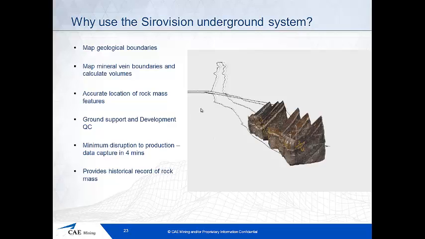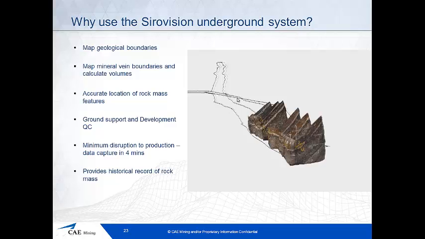So what do you use underground 3D images for with Sirovision? You can map geological boundaries, you can map mineral vein boundaries and calculate mineral vein volumes. You can gain an accurate location of rock mass features. You can use Sirovision 3D models for ground support and development QC, for contract supervision. And the benefits of this is that, like I say, you can capture this data in a couple of minutes, and it will give you a permanent digital historical record of rock mass as you mine.